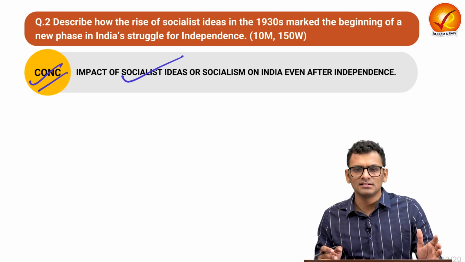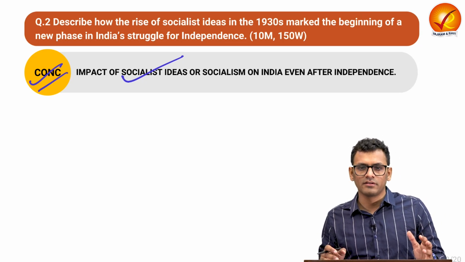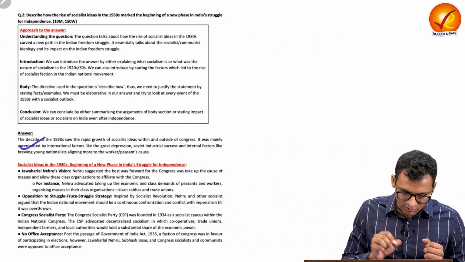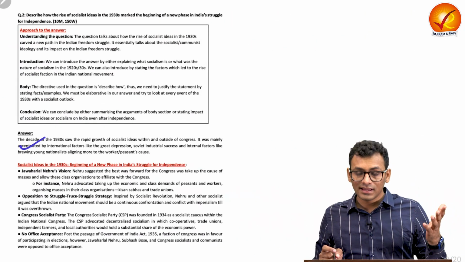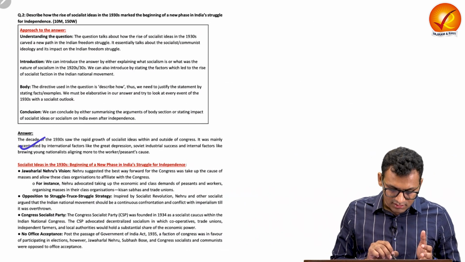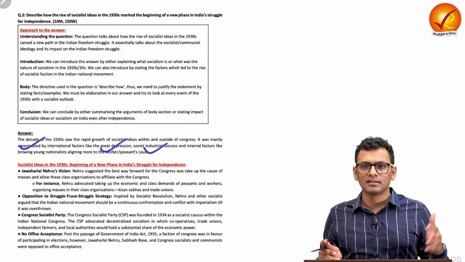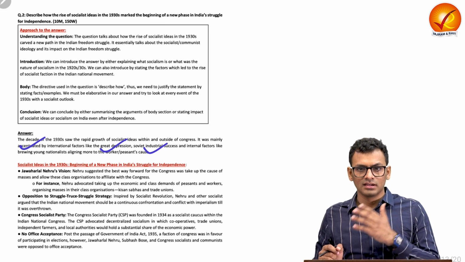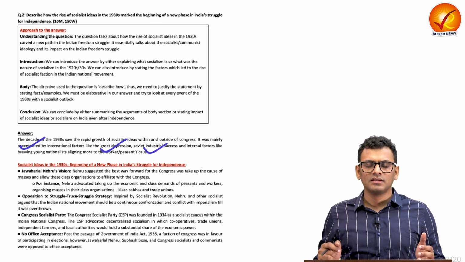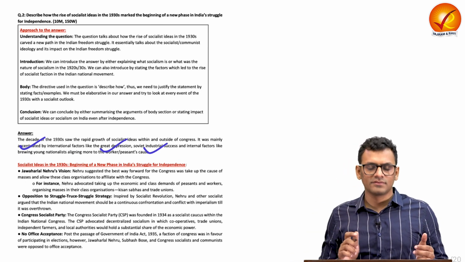Let us see the model answer and understand how we can inculcate the same in our answer writing practice. Firstly, in the introduction, you can provide the context over here. We can provide certain global instances as well that led to the rise in socialist ideas in India and how it provided a different kind of phase for the Indian struggle for freedom.